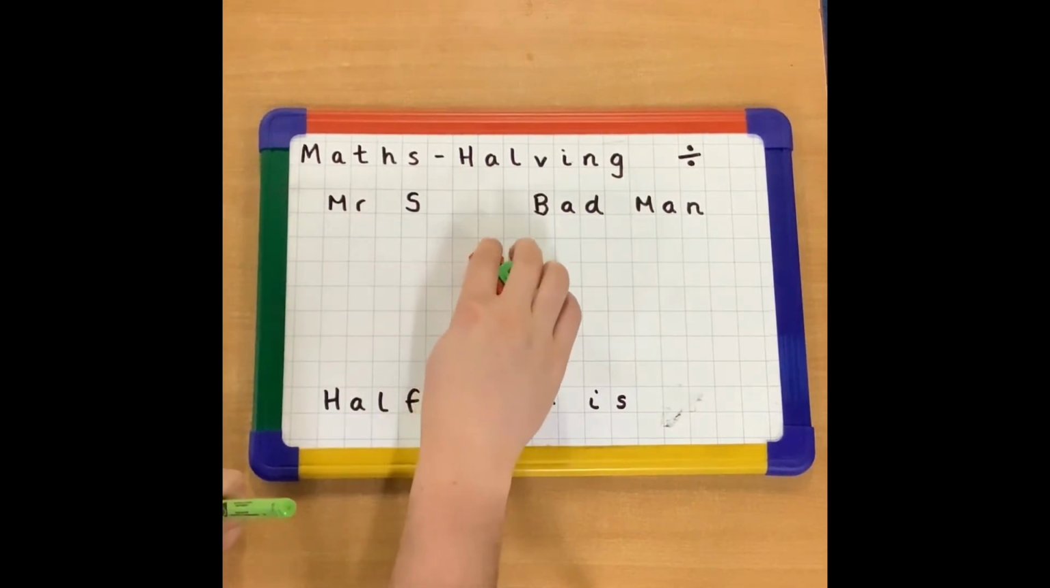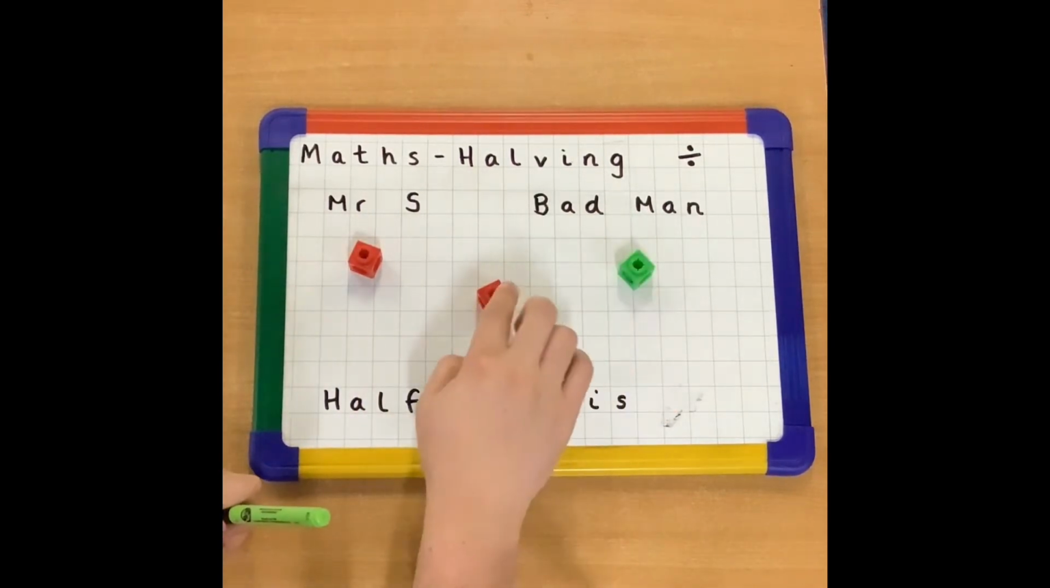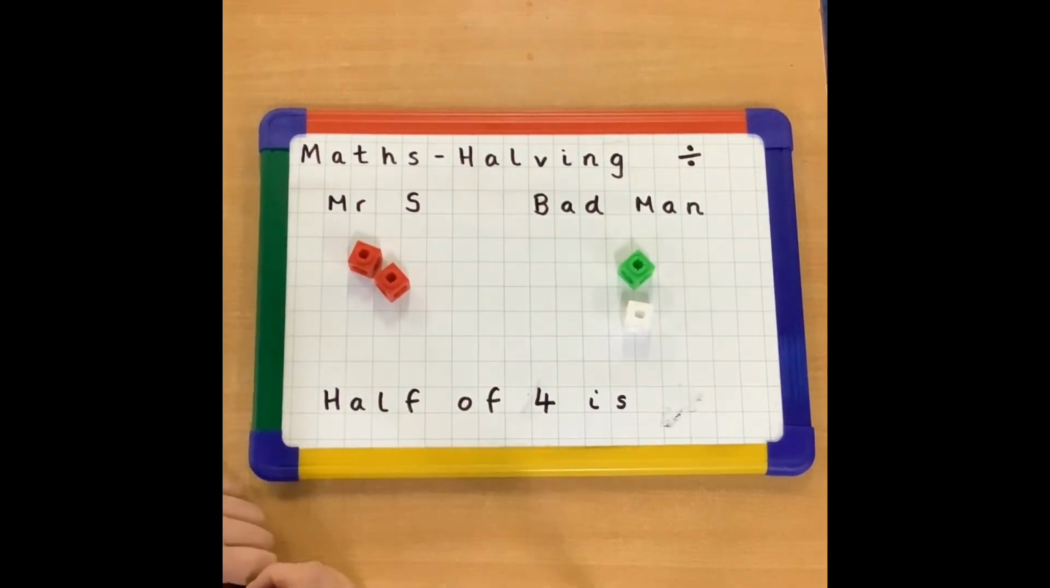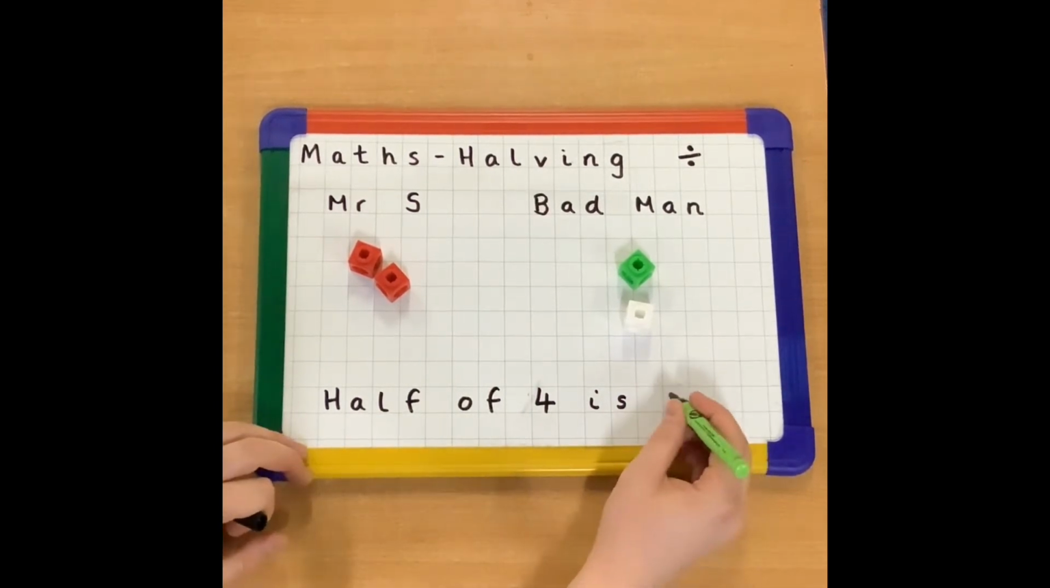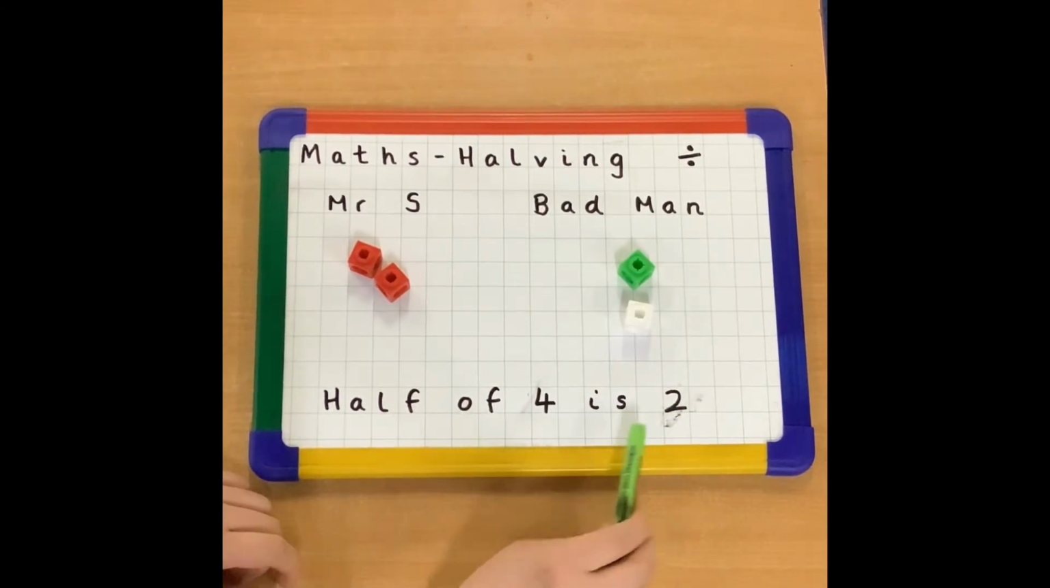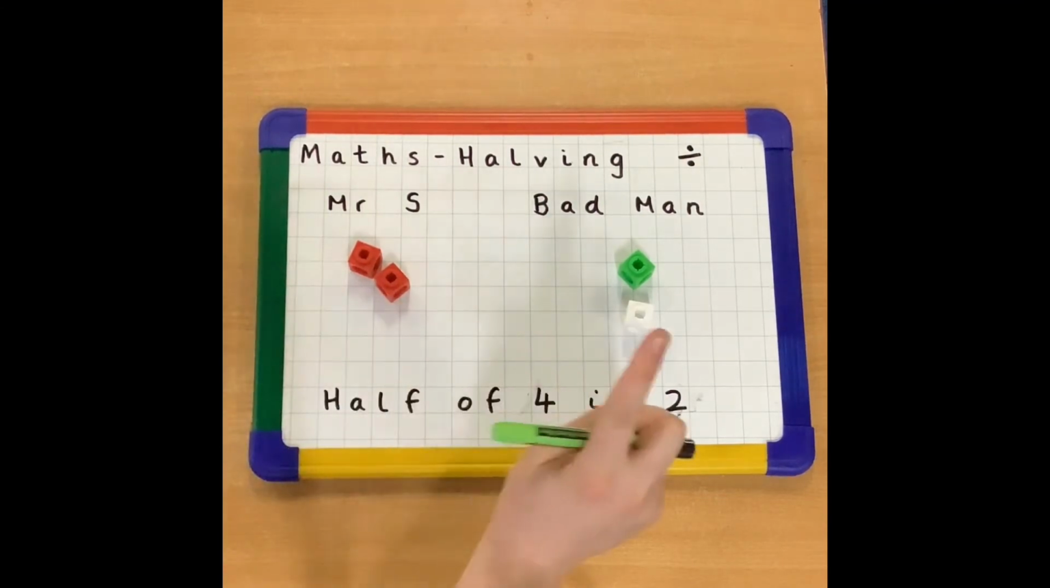So there's 4 marbles. One for Mr. Stillwell, one for the man, one for Mr. Stillwell, one for the man. How many marbles does Mr. Stillwell have now? He only has 2, doesn't he? So half of 4 marbles is 2. You see how the number is getting smaller each time? Because we're splitting it into 2 parts.